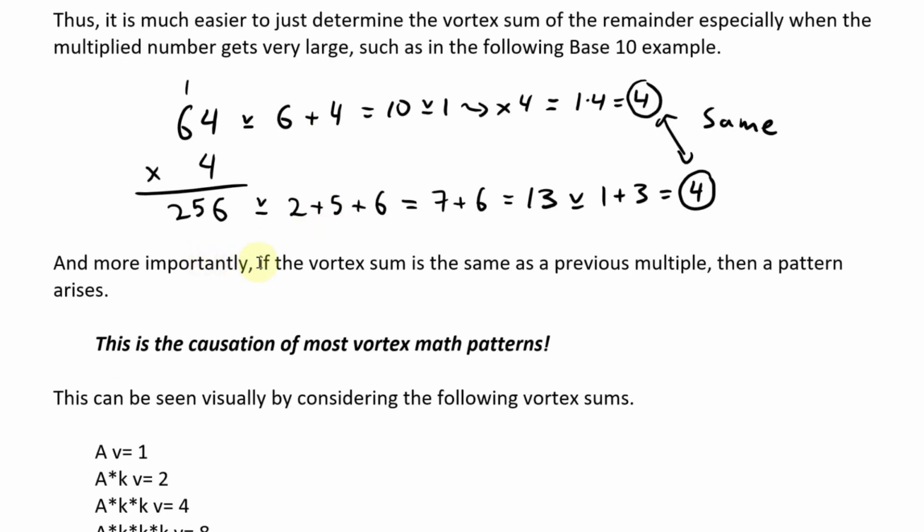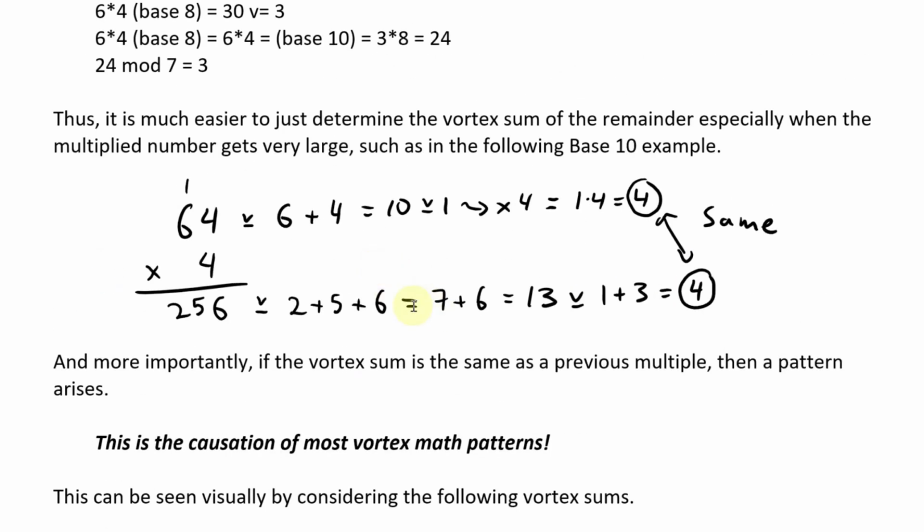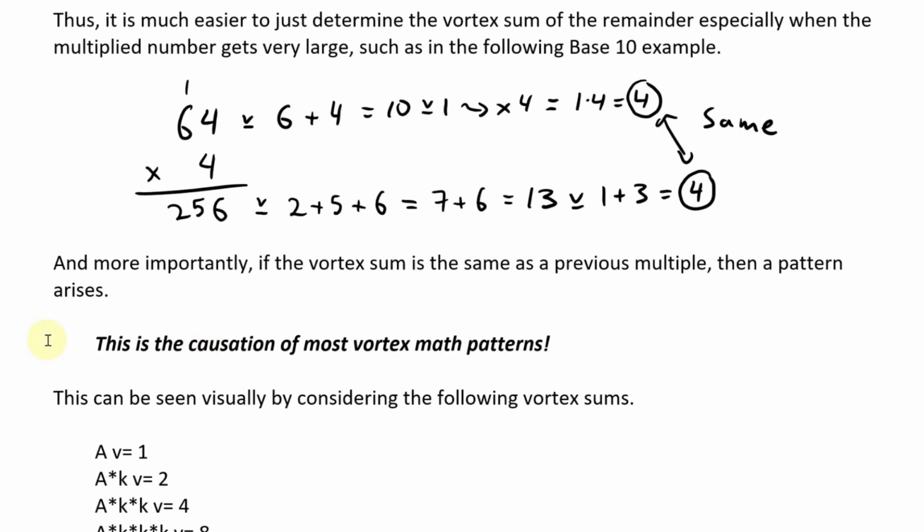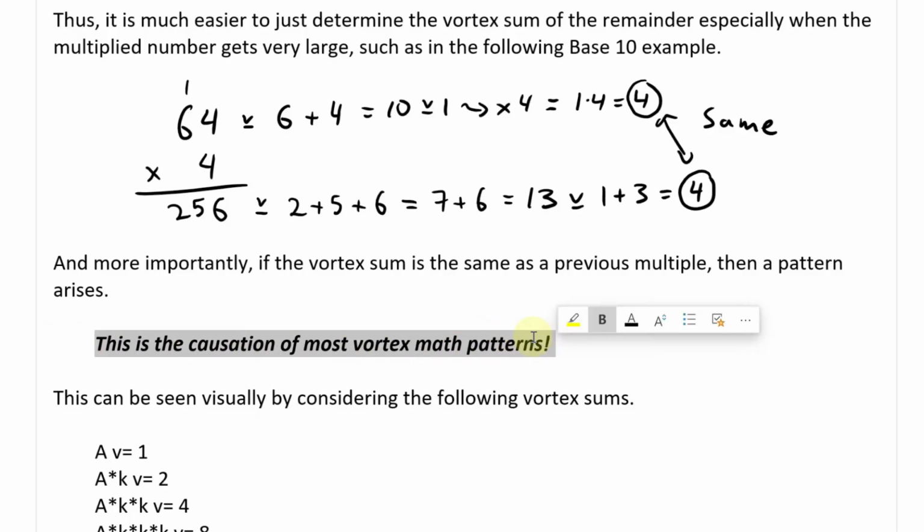Yeah, and more importantly, if the vortex sum is the same as a previous multiple, then a pattern arises. That's because if you're doing a series or sequence of patterns or vortex sums, and you're using the same multiple, and then the same vortex sum arises as a previous multiple, that means we already know what it's going to be when you multiply it, because we've already done it before. So we don't need to care about what this number 64 multiplied by 4 is. We don't care if it's 256, whatever. All we care about is this number 4. So if we have this number 4 showing up again, or a similar number showing up, then a pattern arises, and I'll illustrate that soon. And this is basically the causation of most vortex math patterns.